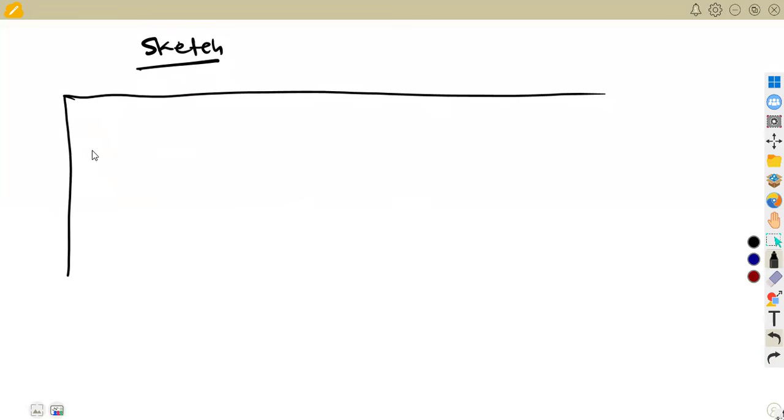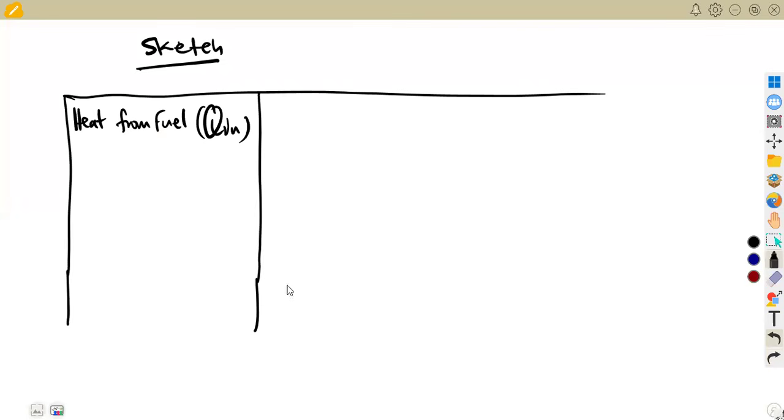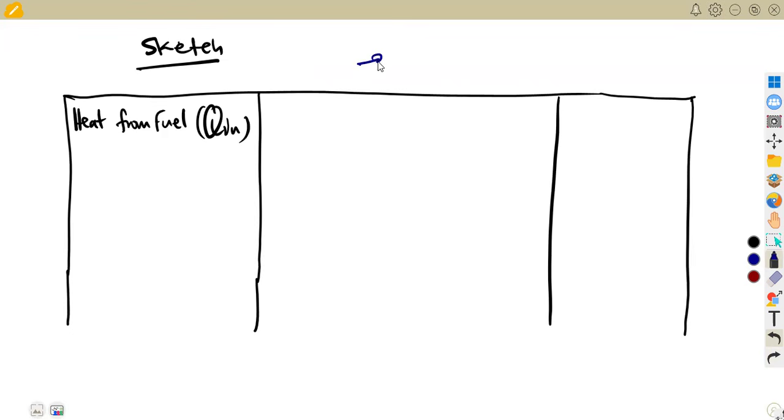So we're going to have the heat in, that is the heat from fuel, which is actually Qin. I'm not going to say whether it's kilojoules per second, kilojoules per minute, or kilojoules per hour. You use it according to the units that you're given. So this table, you draw it according to the units given.